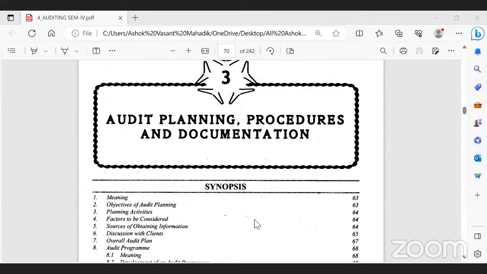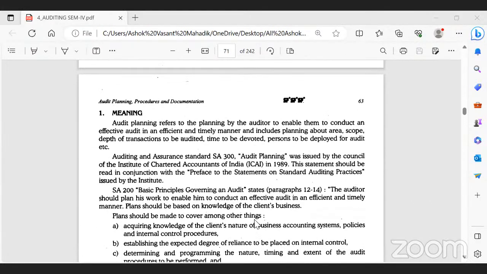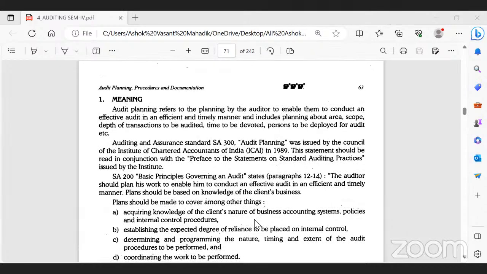Third chapter, audit planning, procedure and documentation. I'll start with the meaning. Audit planning refers to planning by the auditor to enable them to conduct an effective audit in an efficient and timely manner, including planning about area, scope, and depth of audit.